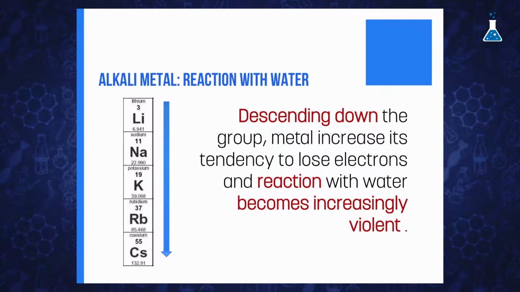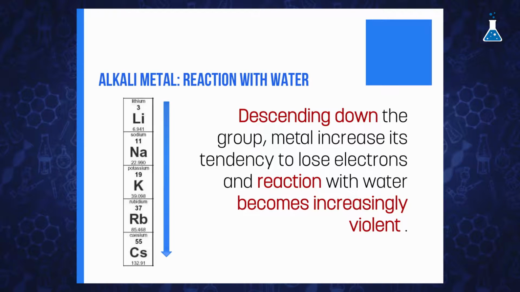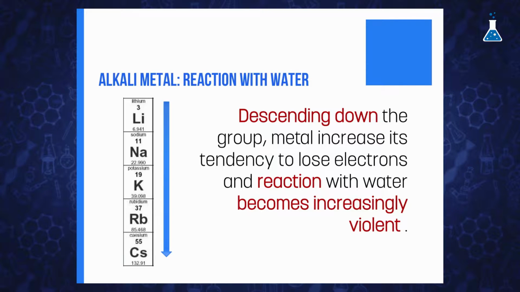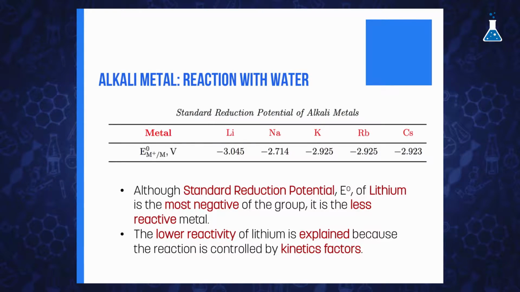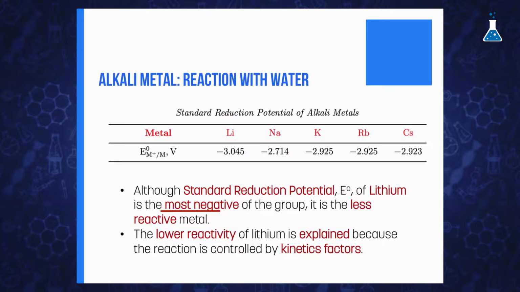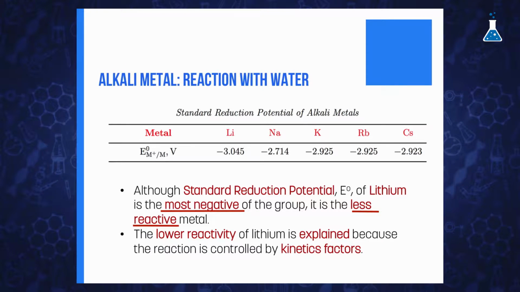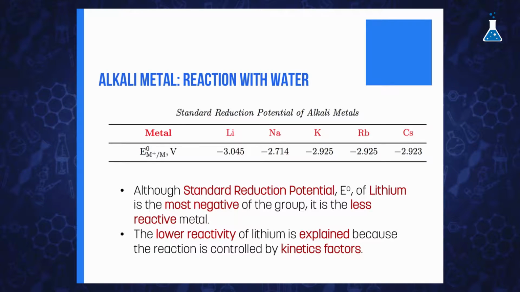The reaction becomes increasingly violent on descending the group, as the metal increases its tendency to lose electrons, with a more negative reduction potential. This fact is rather surprising if we examine the reduction potential of lithium, which is the most negative in the group, but on the contrary is the least reactive metal. The reason for this behavior is that the reaction is controlled by kinetic factors.